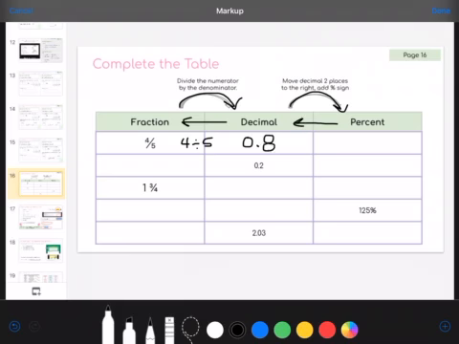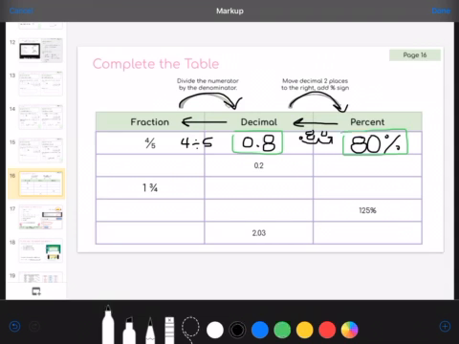So now that I have 0.8, to change that to a percent, I'm going to write 0.8, move the decimal 2 times to the right. I'm going to add a 0. So now I have 80, and since it's a percent, I need a percent sign, so it's 80%.